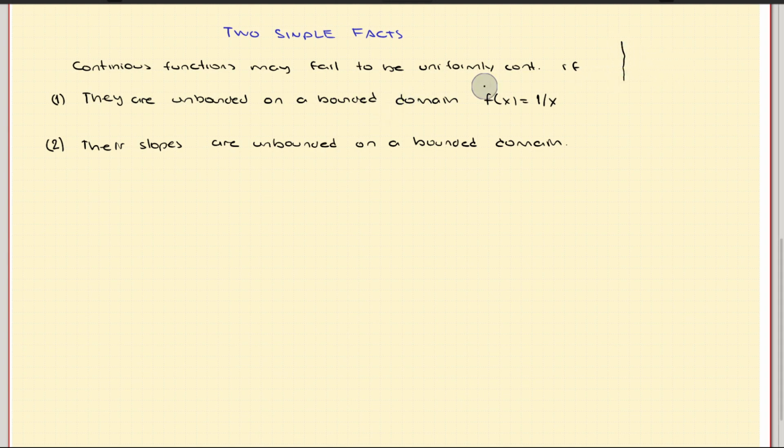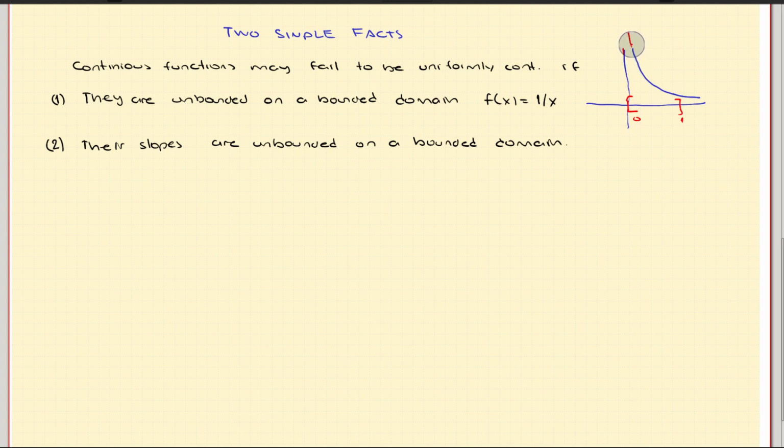The example is the function f(x) equals 1 over x. Remember the graph of this function. It's like that, right? And it is unbounded on a bounded domain. If we take the domain, the closed interval 0, 1, in this interval this function is not bounded, right?